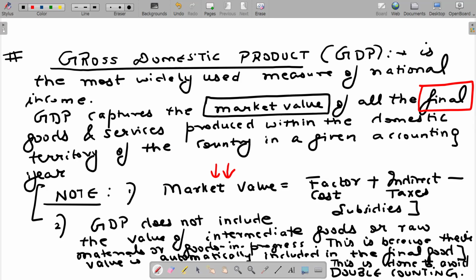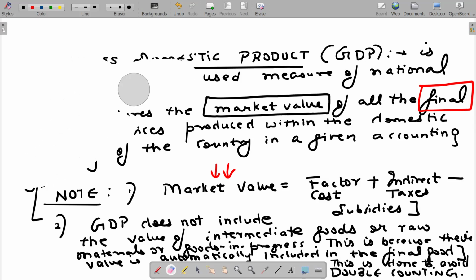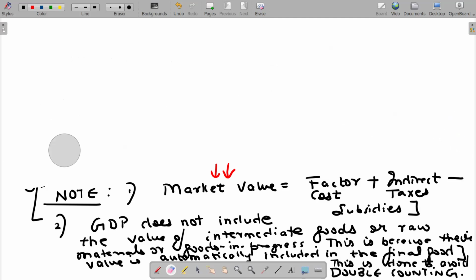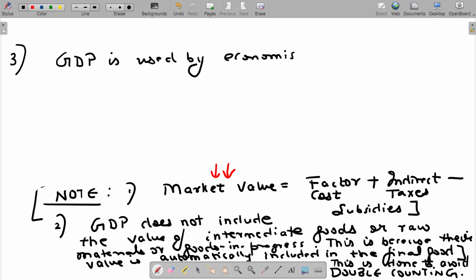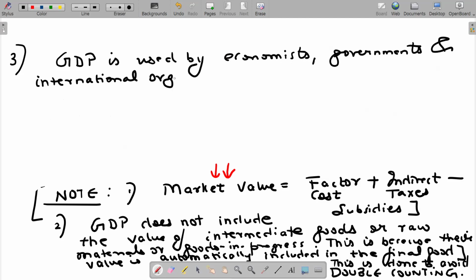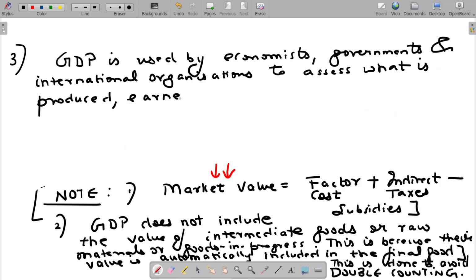Okay, and if I now move forward, what is GDP used to assess? So the third point within the note, if I erase the initial portion, I am writing the third point on the top: that GDP is used by economists, governments, and international organizations to assess what is produced, earned, and spent in an economy.